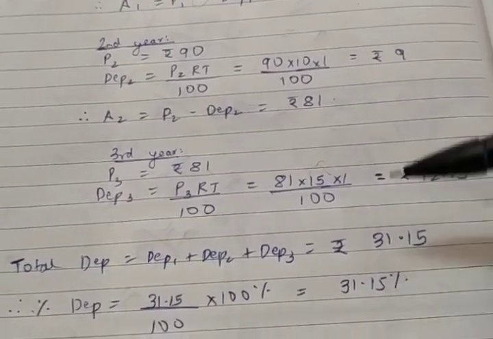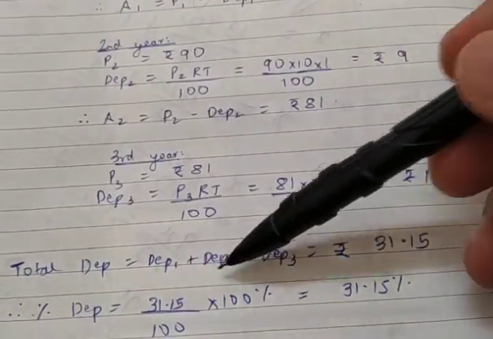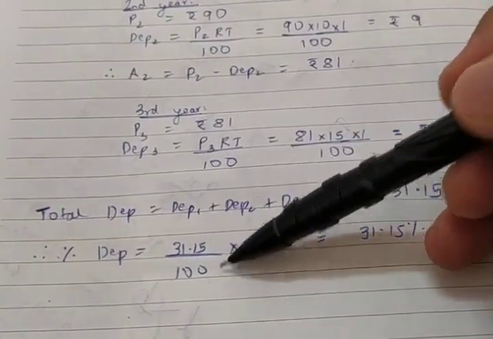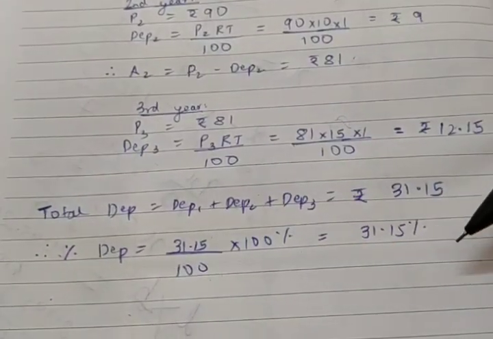So the total depreciation is the addition of the 3 years' depreciation, which is rupees 31.15, and the percentage is 31.15%.